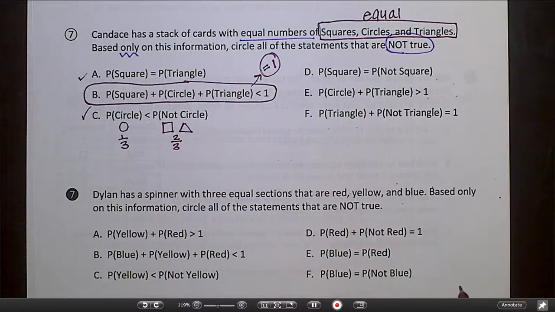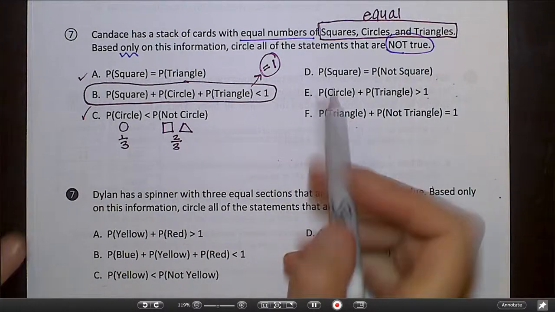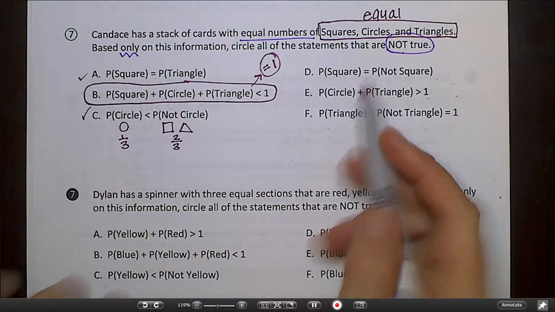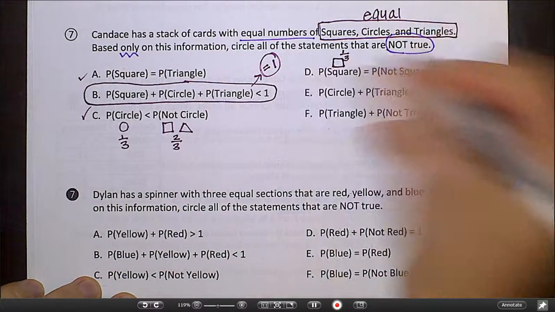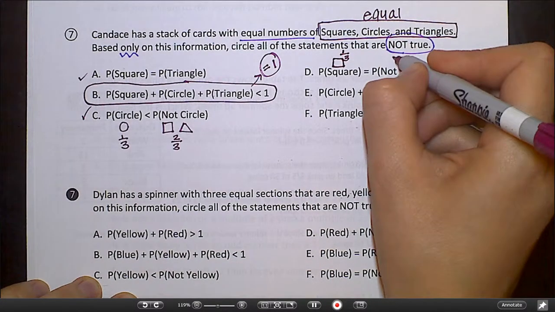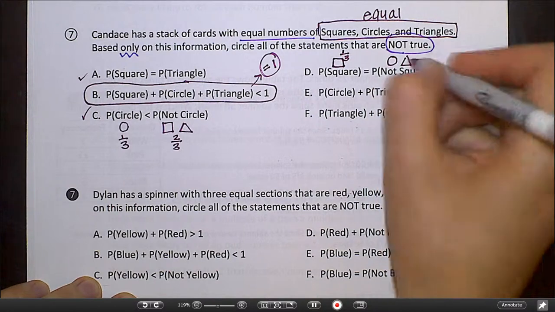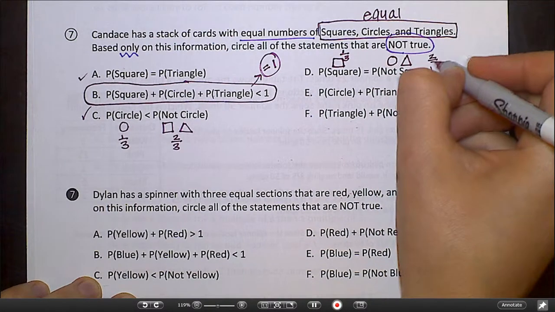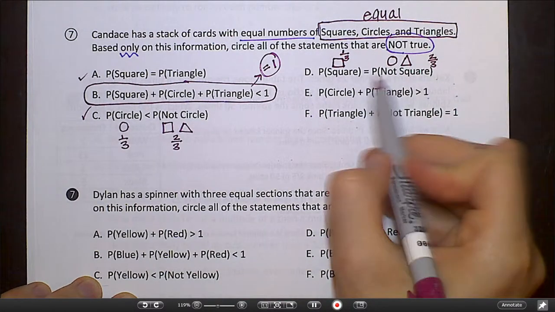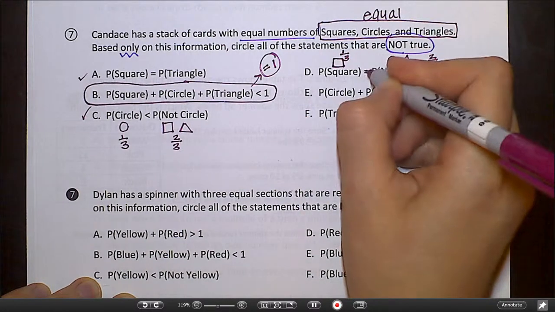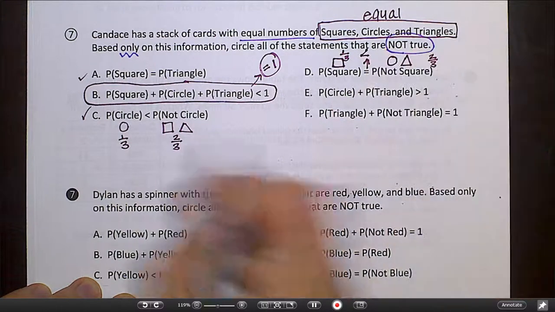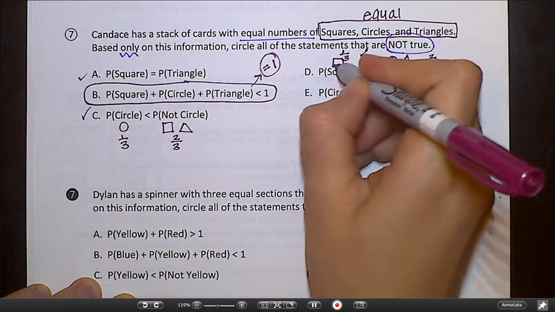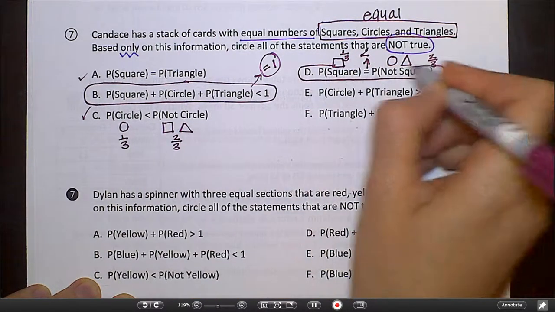The probability of a square is equal to the probability of not a square. Okay, well that kind of goes against what this says. This would be a square, which is a 1/3 chance. And this would be not a square, is a circle or a triangle, which is a 2/3 chance. Well, that won't work. They're not equal. So this should say less than, just like over here. So we're going to circle D because that is not true.